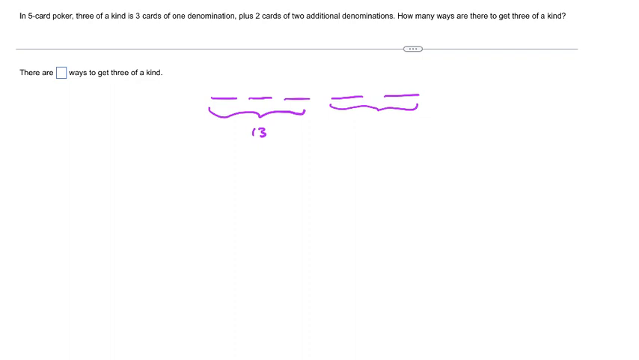And so for that one, we know that we have 12 different denominations remaining, and we need to choose 2 of those. And so we have 13 times 12 choose 2, which gives us 13 times 66, which is 858 ways for us to choose our denominations.